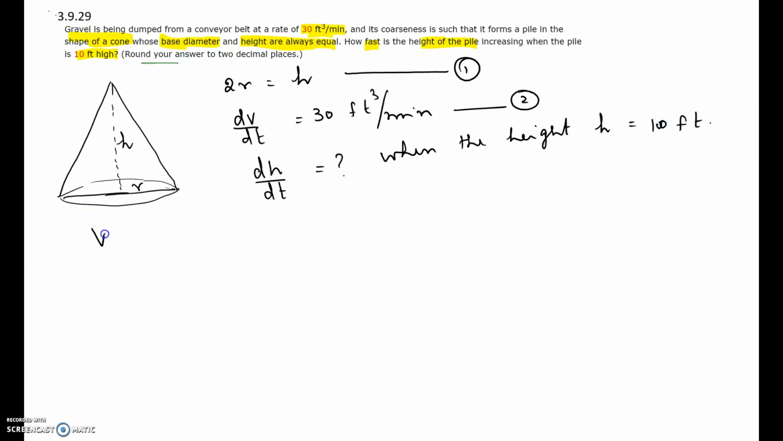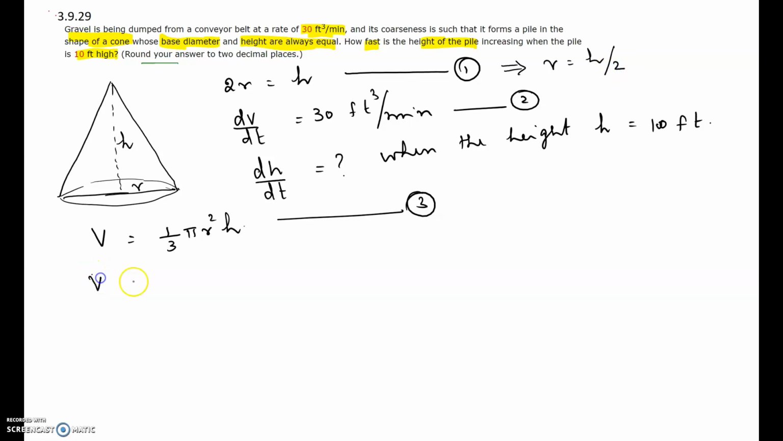So this is what is being asked in the problem. Now let's start off with the volume of the cone. V stands for the volume. Volume is 1/3 pi r square h. That's the volume of the cone. So we are going to take the derivative of this expression, dV by dt, and also we are going to reduce the number of variables here. So we are given 2r equal to h. So we can substitute r as h over 2. So from here we can solve for radius, which is h divided by 2. So we are going to substitute that over here.